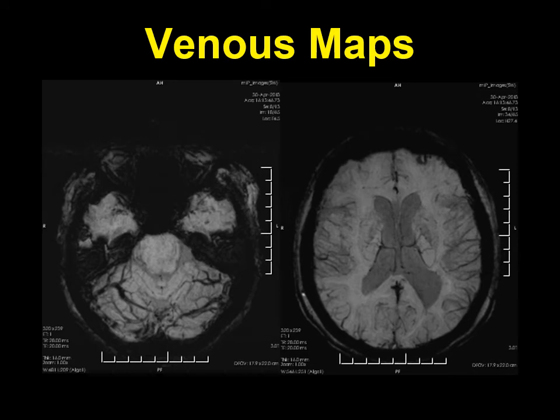The magnitude components of the T2 star weighted images are very useful also in displaying veins. Normal veins contain deoxygenated hemoglobin, so they have very strong dephasing effects on the signal, and they show up as dark on these magnitude images.